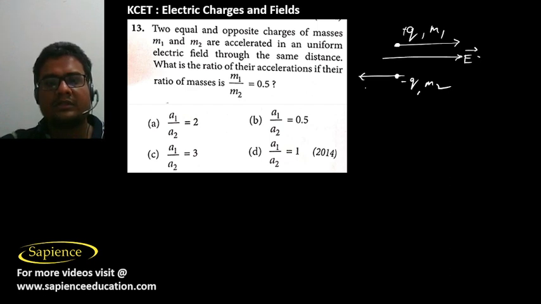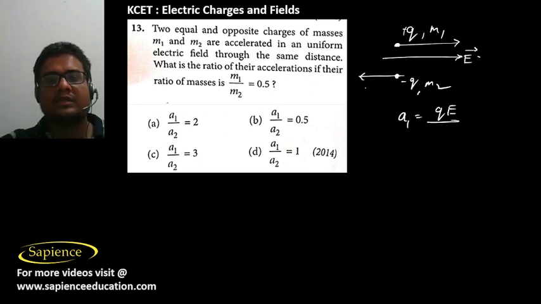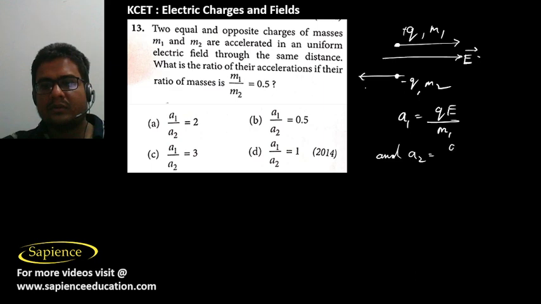What is the ratio of their accelerations, if the ratio of their masses is m1 by m2? The acceleration of the first will be q by m1. Let the electric field be E, so A1 will be qE by m1 and A2 will be equal to qE by m2. Therefore, the ratio of their accelerations A1 by A2 is 1 by m1 by 1 by m2.